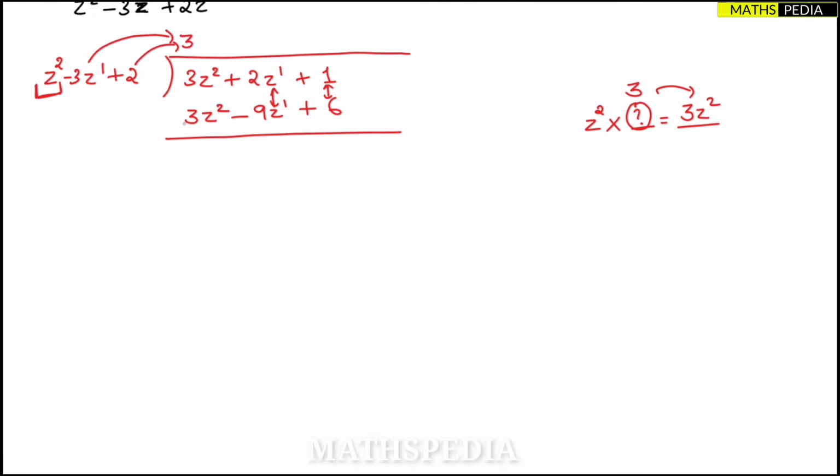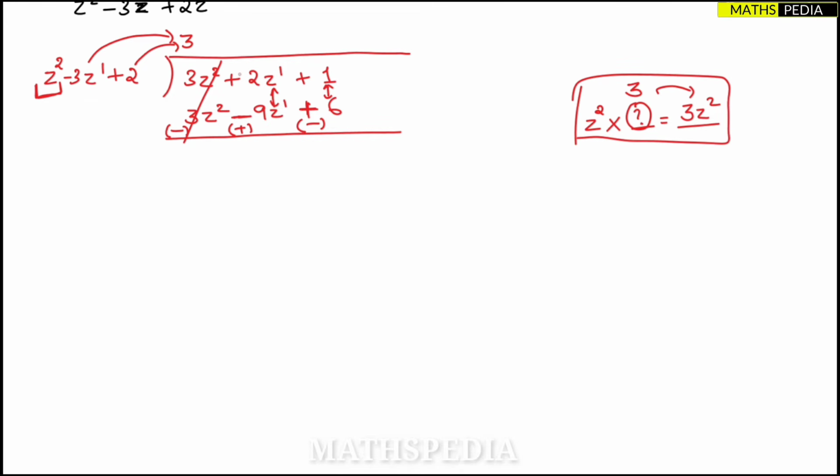Now after this, what do you have to do? You have to change the sign. Here 3z square is positive, so I'll change it to negative. Here it is minus, I can change it to positive. Here it is plus, I can change it to negative. Okay, so 3z square minus 3z square gets cancelled. This is our intention, right? That's why we are doing this part.